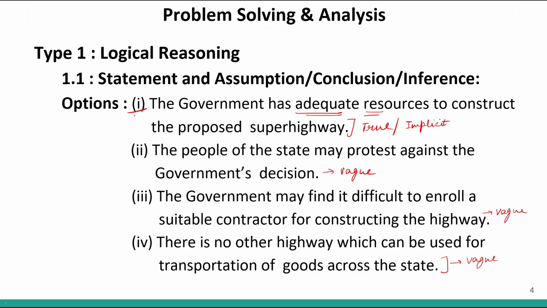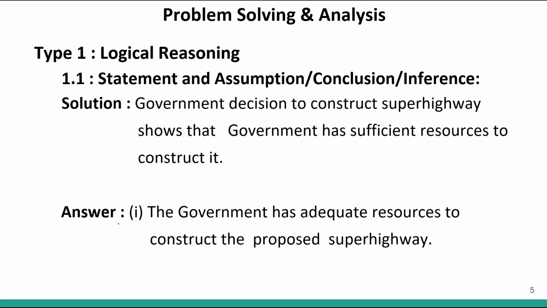So the only assumption which is true or implicit is number 1. So the correct answer will be option number 1. The government has adequate resources to construct the proposed superhighway. This is the correct assumption.